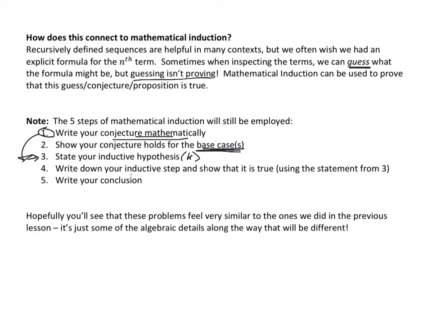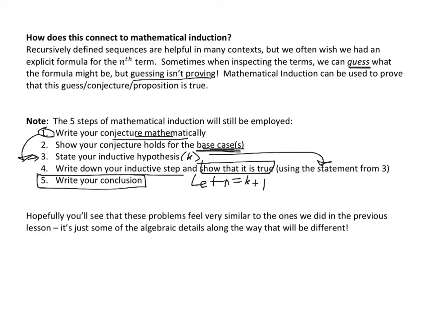Your fourth step is still the same. You're still going to write down your inductive step by letting n equal k plus 1, and then you need to show that that thing is true. It's still going to use what you did in step 3. Remember from our previous lesson that step 4 always uses step 3 in the process. And you're still going to end the math induction process by writing your conclusion and including that you used the principle of mathematical induction and the values of n that it works for.